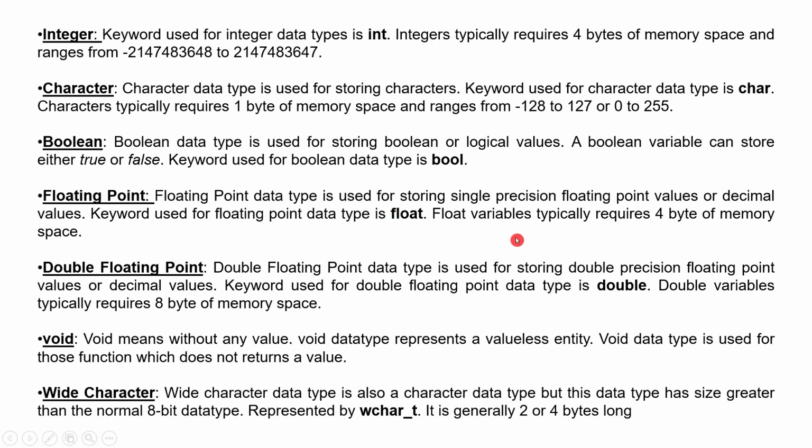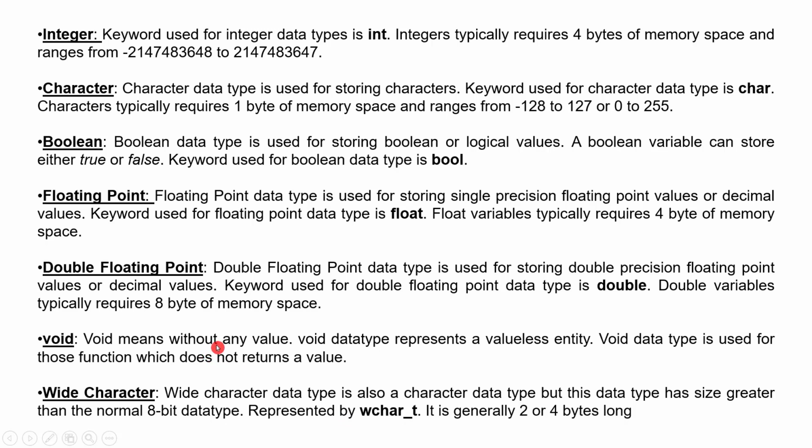Also, suppose we are getting a result of 15.5, and you are defining the result as integer, then only 15 will be displayed. The decimal values will be displayed only if you define the data type as float. Double floating point means it has enough space for getting more decimal places after the point. And void means without any value.